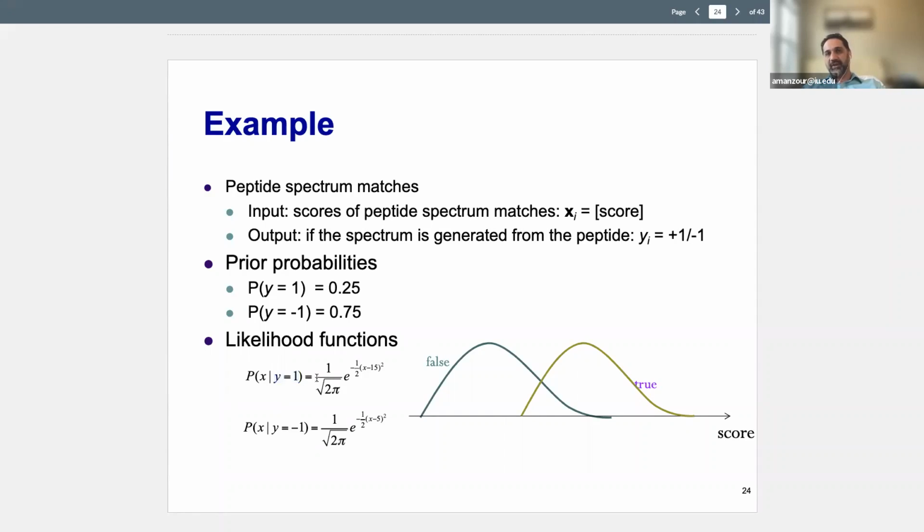If you see this equation, guys, it's in terms of X, first of all, which is the score. If you draw this equation, it is a bell-shaped curve, centered around this value 15, what is in the exponent. So this equation corresponds to this curve, and this one is 15. And this other equation is centered around 5. So that's a normal distribution.